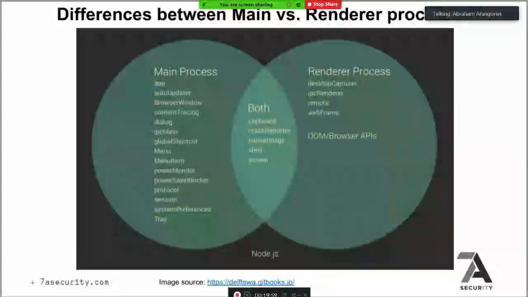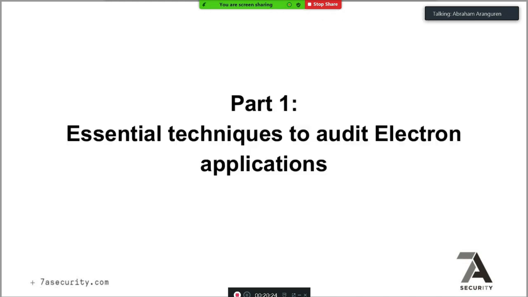As I said before, the main process can do more stuff, right? Because it is more powerful and it can do more stuff, this means if we can somehow reach the main process, this is going to give us more privileges, right? And we will be able to do more damage. There's a little bit of overlap, but in general, the main process is more powerful, more damage, right? So that is the idea.